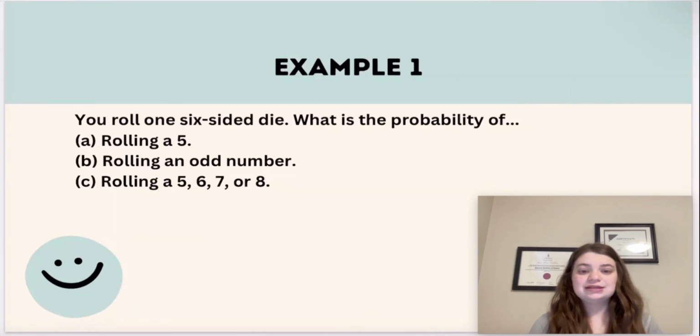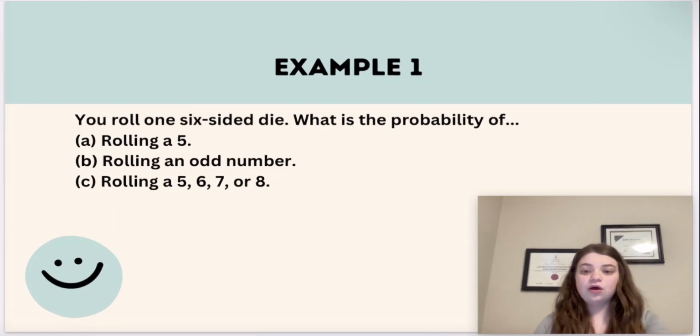The first one says, you roll a six-sided die. What is the probability of A, rolling a 5, B, rolling an odd number, and C, rolling a 5, 6, 7, or 8? The first thing I'm going to do before I answer this is write down the sample space. The sample space is a list of all the possible outcomes. In this case, all the possible outcomes are equally likely.